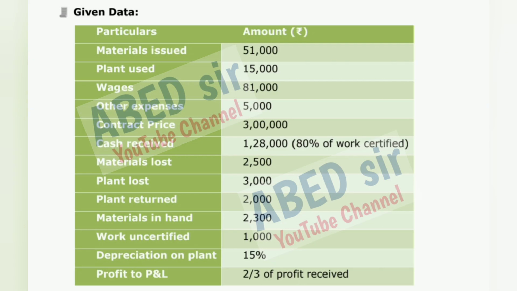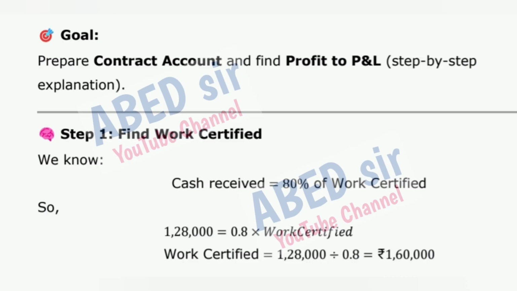Materials lost 2,500. Plant lost 3,000. Plant returned 2,000. Materials in hand 2,300. Work uncertified 1,000. Depreciation on plant 15%. Profit to P&L 2/3 of profit received. Goal: prepare contract account and find profit to P&L, with step-by-step explanation.